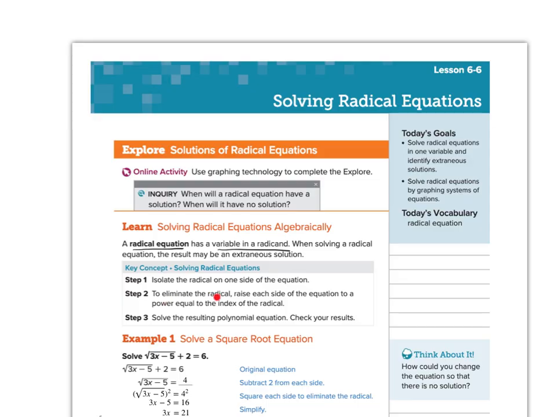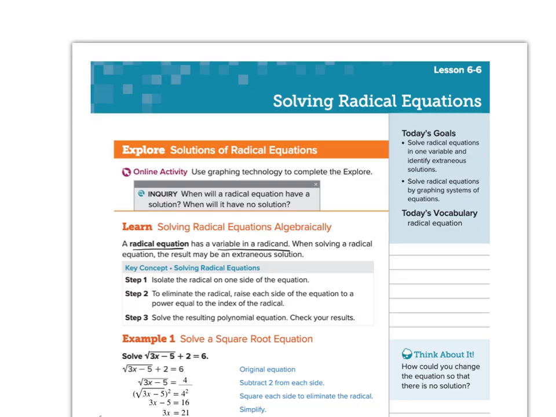And then we want to eliminate the radical. We're going to raise each side of the equation to the power equal to the index. So you think about what the inverse of a square root would be: the square. So that's what they're talking about there. And then we just continue to solve it as we would any equation.